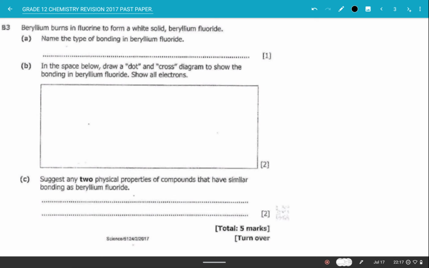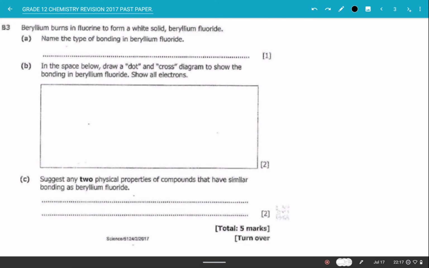Alright, so B3 says beryllium burns in fluorine to form a white solid called beryllium fluoride. So with that in mind, we need to understand that beryllium and fluorine are two separate elements. So in beryllium burns in fluorine to form a white solid being called the beryllium what? Fluoride. Now we're being asked to name the type of bonding in beryllium fluoride.